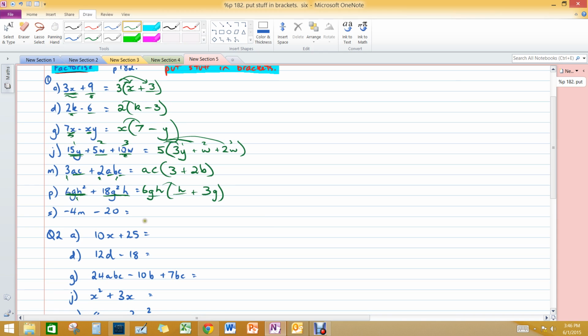Okay, this next one's a little bit tricky because we're dealing with two minuses. So what that means is our common factor is going to be a negative number. Now we know 4 and 20, so 4 is going to be a common factor there, so we put negative 4. Now negative 4 times what gives me negative 4m? Well, negative 4 times m is going to give me negative 4m. Now negative 4 multiplied by what over here is going to give me 20? Well, negative 4 times negative 5 is going to give me 20.